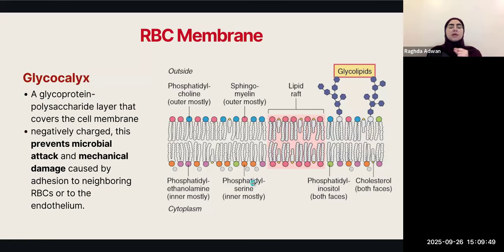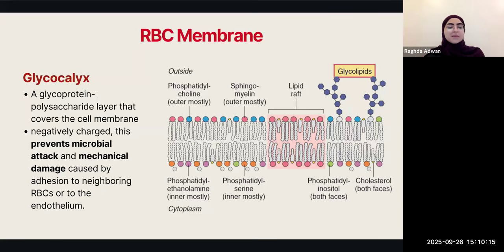Now, the glycocalyx is the glycoprotein polysaccharide sugar layer. So the whole layer that covers the red blood cell, because of these glycolipids and glycoproteins, is called the glycocalyx. Why is it important for us to talk about it? Because the glycocalyx is naturally negatively charged. So it makes the entire red blood cell negatively charged. This is important. Why? Because it prevents attack from microbes such as bacteria and viruses and parasites, number one.